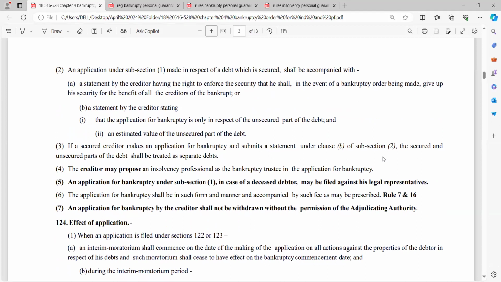Another question: whether during the interim moratorium, the secured creditor will be able to enforce? The answer is no. Only in the event of a bankruptcy order, it is his choice.